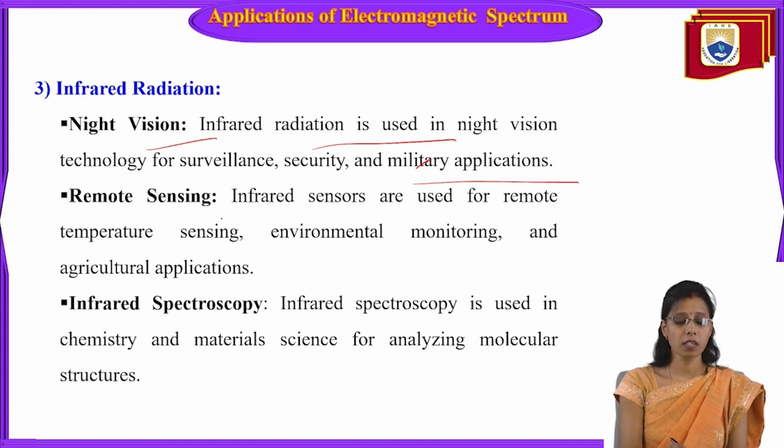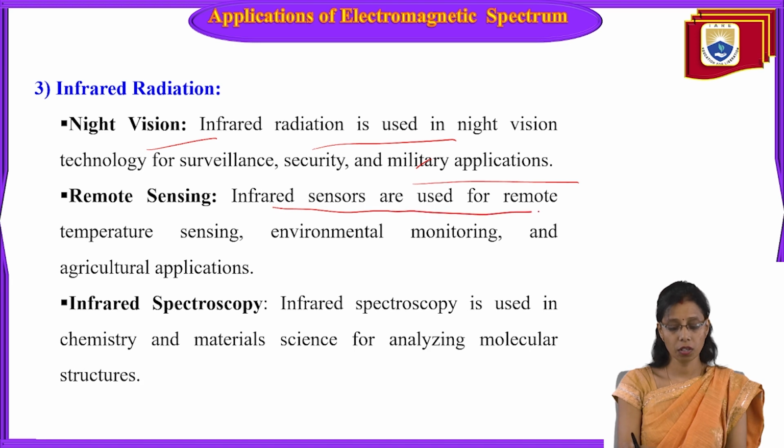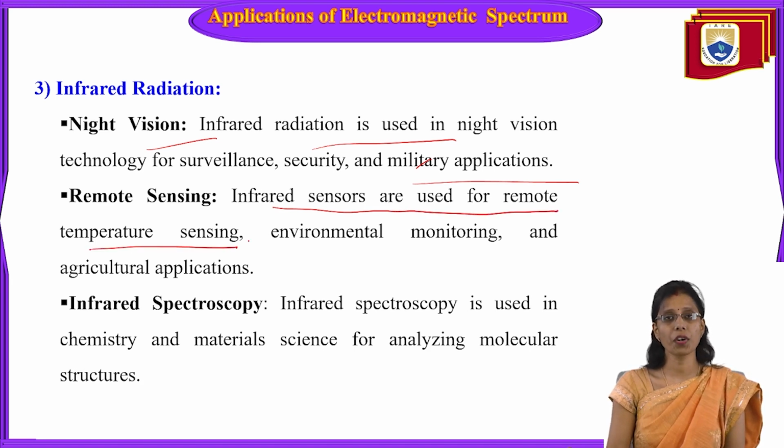And remote sensing also we use. Infrared sensors are used for remote temperature sensing, like in some places to find out the actual temperature. These sensors help us find the temperature in such areas, and they are helpful in environmental monitoring and agricultural applications too.